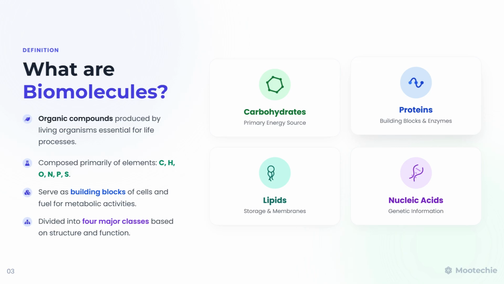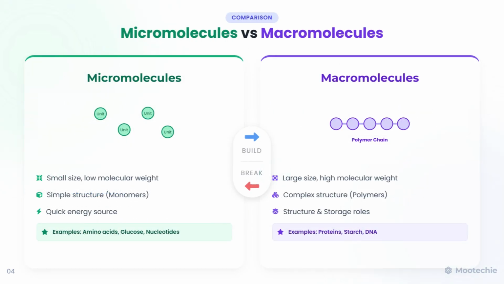Next, let's look at a helpful comparison between micromolecules and macromolecules. On one side, we have micromolecules. These are small in size with low molecular weight. They have a simple structure, as they are the monomers, and they often act as a quick energy source. Examples include amino acids, glucose, and nucleotides. These micromolecules build up to form the other category.